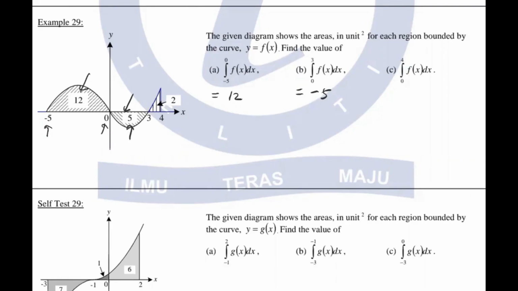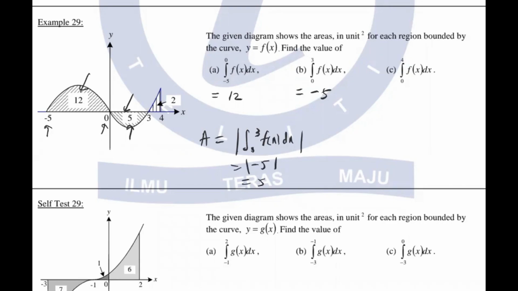Your integration value is negative. Okay, I say this again. If you put the area, then you put a negative, then you put a modulus 0 to 3 fx dx. This result, yes, is negative 5. But since area is always positive, you modulus it and it becomes 5.